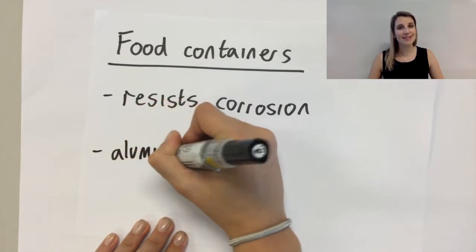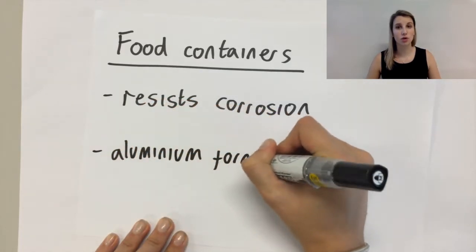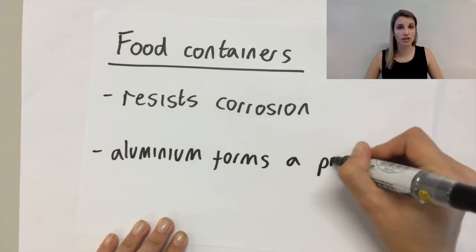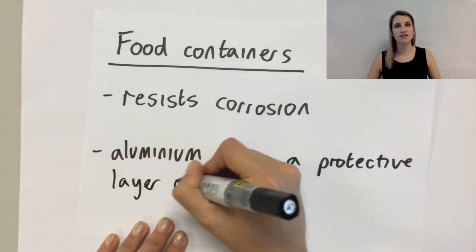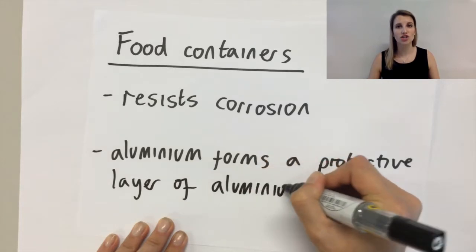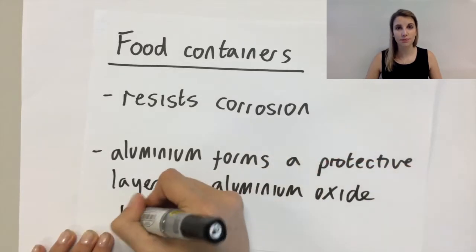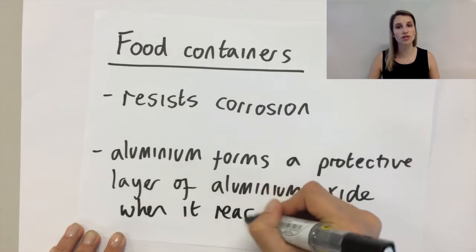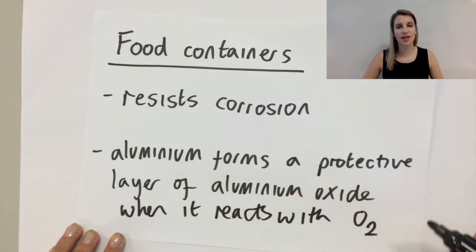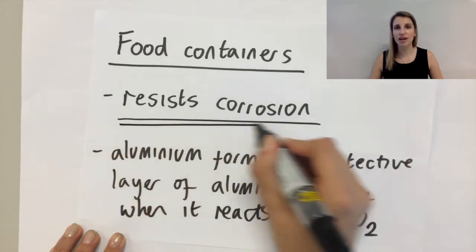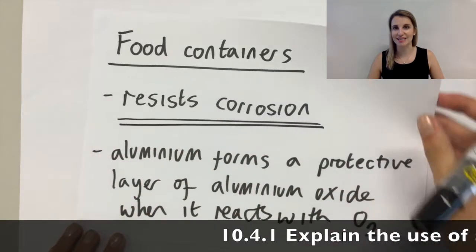Well, the reason is that aluminium reacts with the oxygen in the air around us, but it makes a protective layer of aluminium oxide that sticks really, really hard to the surface of the aluminium. So this layer of aluminium oxide is entirely resistant to corrosion. It won't react with anything, and therefore makes it really, really useful for those food containers.